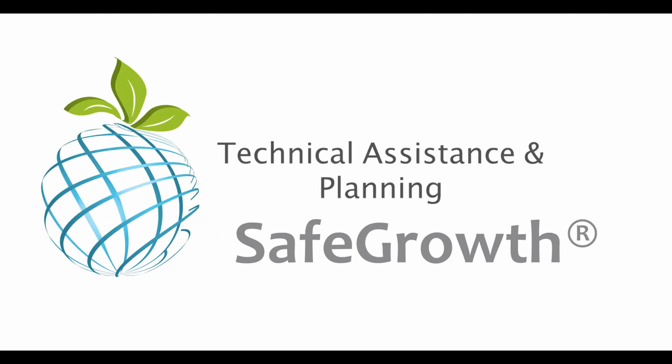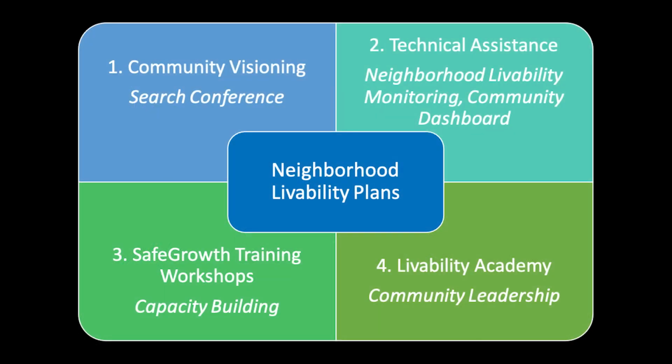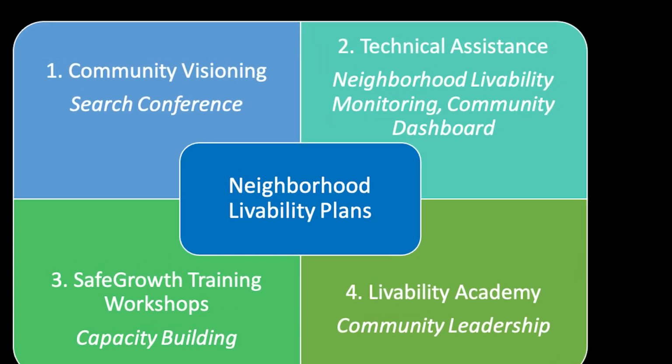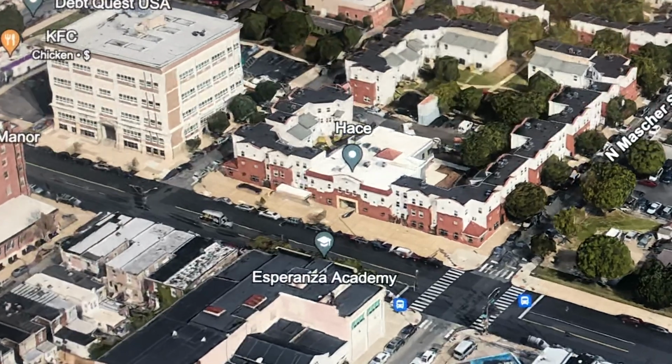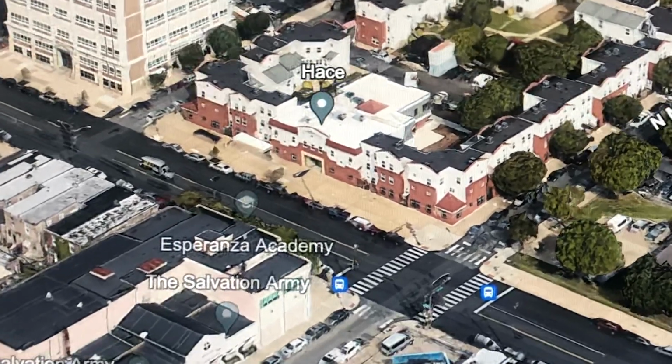Technical assistance in planning is an integral part to implementation of the Safe Growth strategy. It helps get things done. Since Safe Growth is based on neighborhood planning, there are a number of steps needed to move things forward.